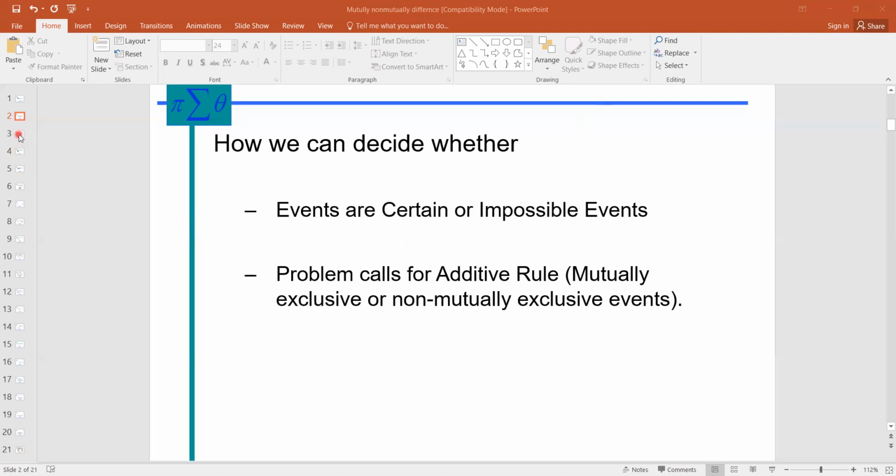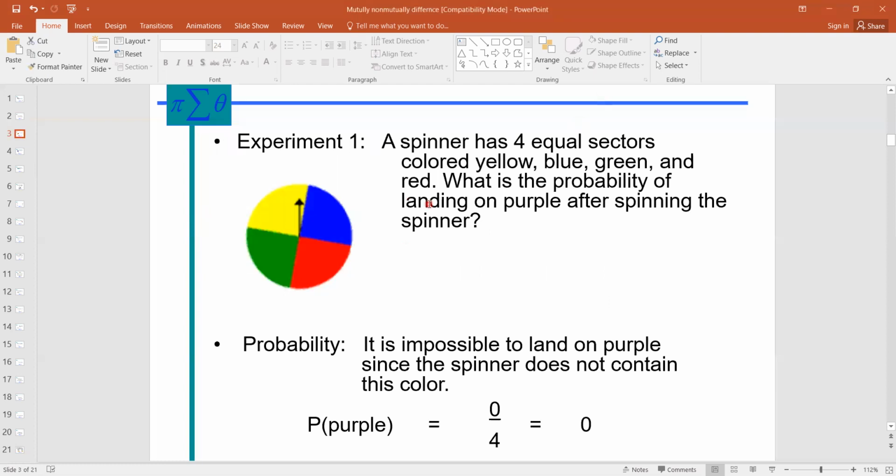Here we can see a spinner, and this spinner has four equal sectors colored yellow, blue, red, and green. If we want to find the probability of landing on purple after spinning the spinner, you can see the absence of purple color. Purple color is not present in the spinner. So we can say this event is the impossible event, as the event does not exist.